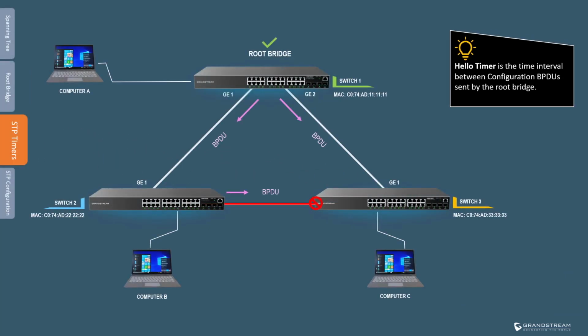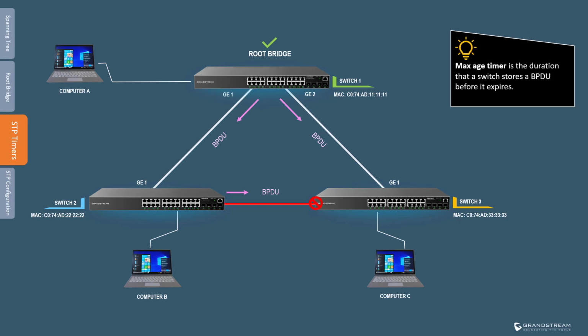So after we briefly explained how STP operates to make the network topology loop-free, now let's talk about the STP timers that you need to configure from the web interface of the switch. After the network convergence is complete, the root bridge will send configuration BPDUs which are relayed to every switch in the network. The hello timer determines the interval between configuration BPDUs that the root bridge sends, and the switches rely on these BPDUs to check if there is a change in the network topology. By default, the hello timer is set to 2 seconds.